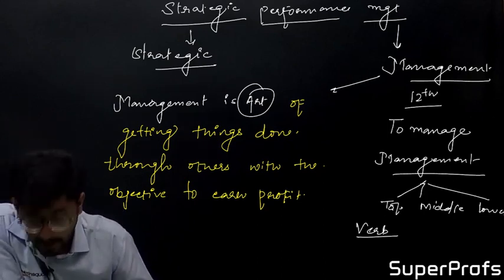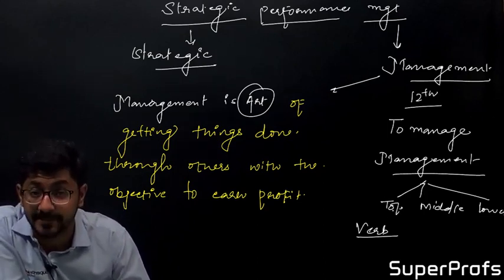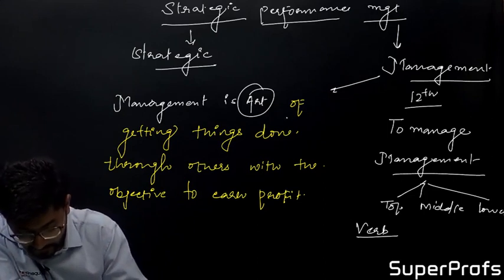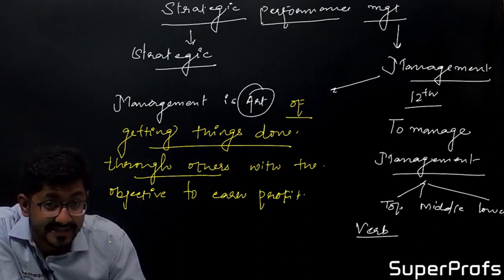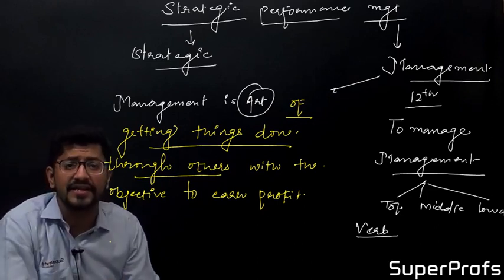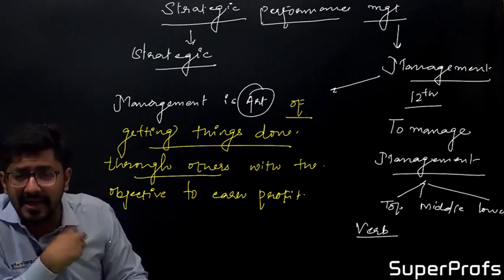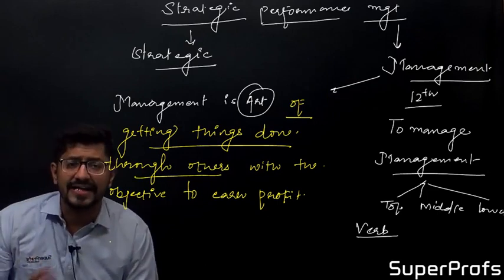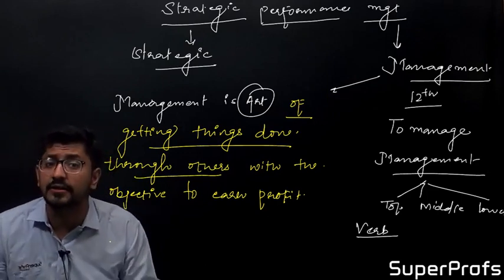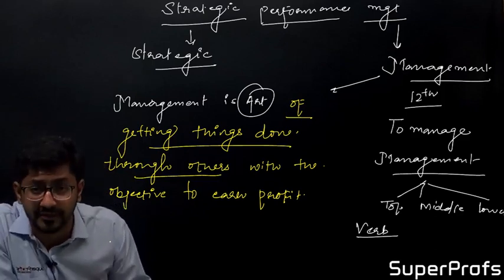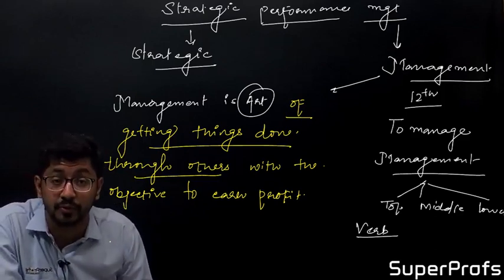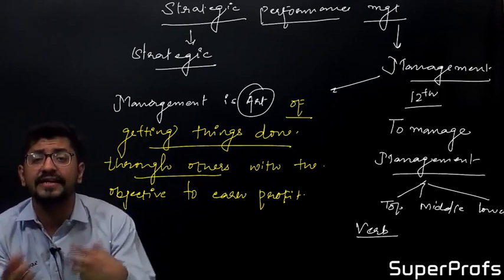Management is an art of getting things done through others. Getting things done through others, I am highlighting these points. Management is not the level where a particular manager has to do the work. If the manager does the work with their own hands, then what will the workers and the employees do? Management is the art of getting things done through others.